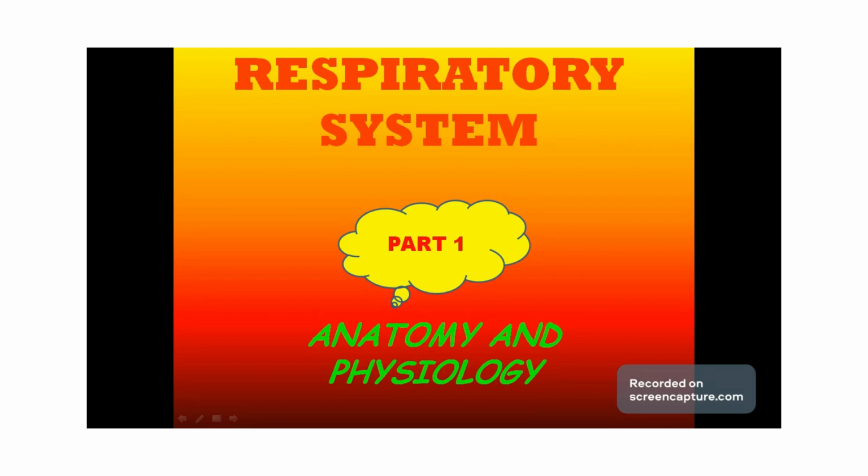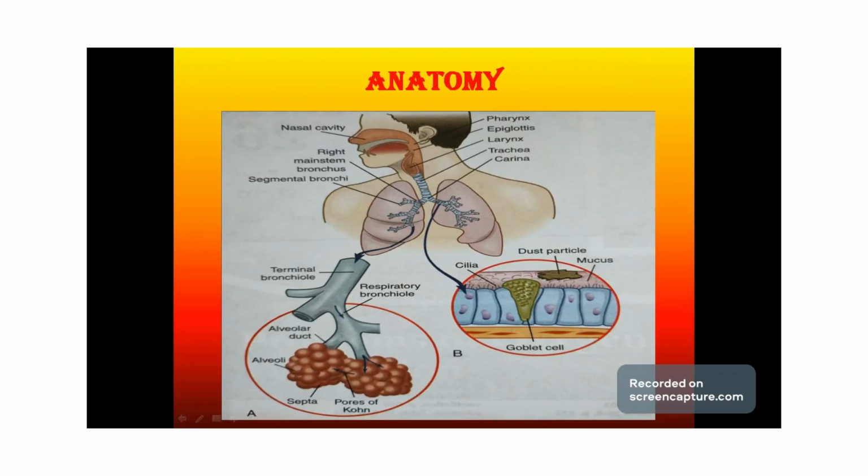Next we will be discussing the anatomy. For knowing the anatomy, we should come across the gross division in which we divide the respiratory system. The respiratory system is grossly divided into the upper respiratory system and the lower respiratory system, right?